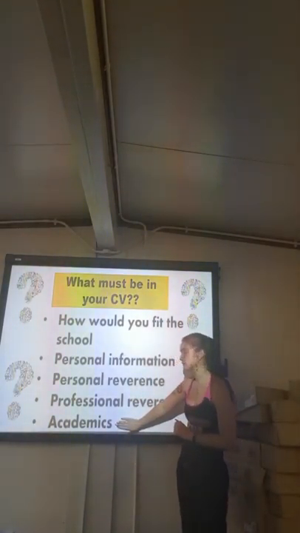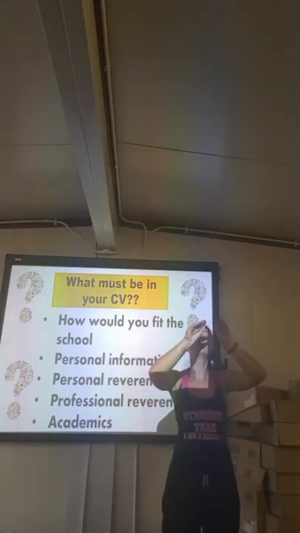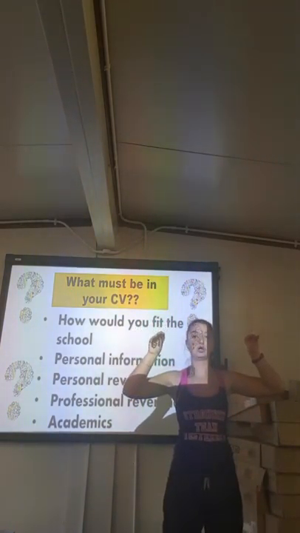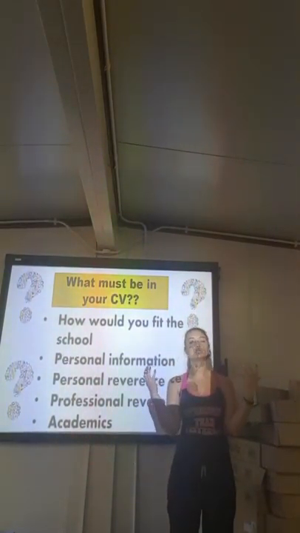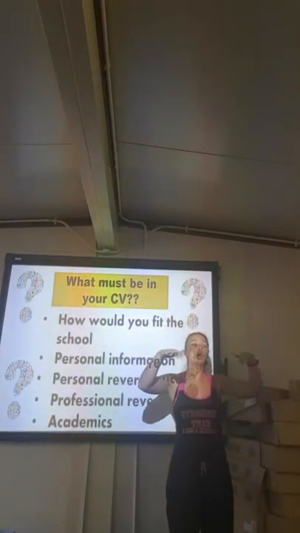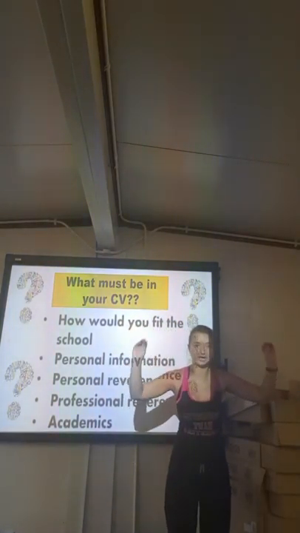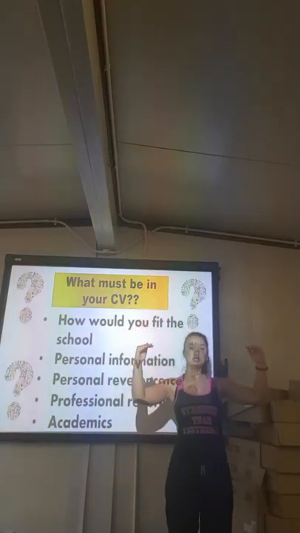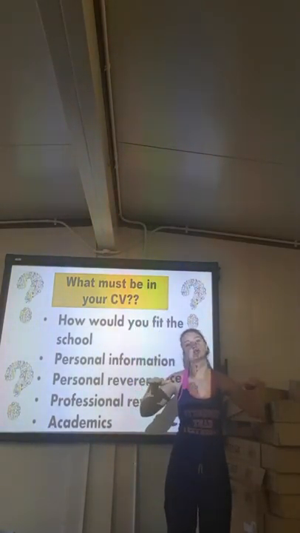Then academics, your academic results. Firstly, you put your most recent academic result. So this is not that applicable to you guys, but say for example, you've now done an honors or a master's. Your master's will be your first academic achievement. Then your honors, then your degree, then your matric certificate.